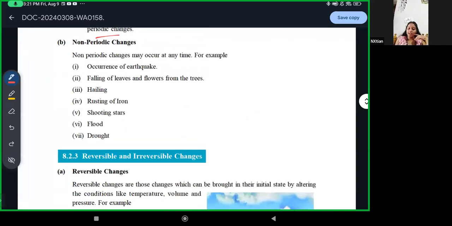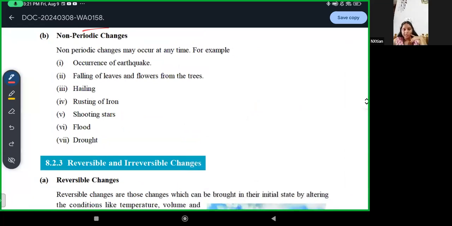Have you ever seen that ancient wall clock that was used back then? When the clock struck an hour, it used to give a loud, bell-like sound after each hour or each quarter of the day, like when it was 3, 6, 9 or 12 a.m. or p.m. It used to strike a sound. So that is also an example of periodic change.